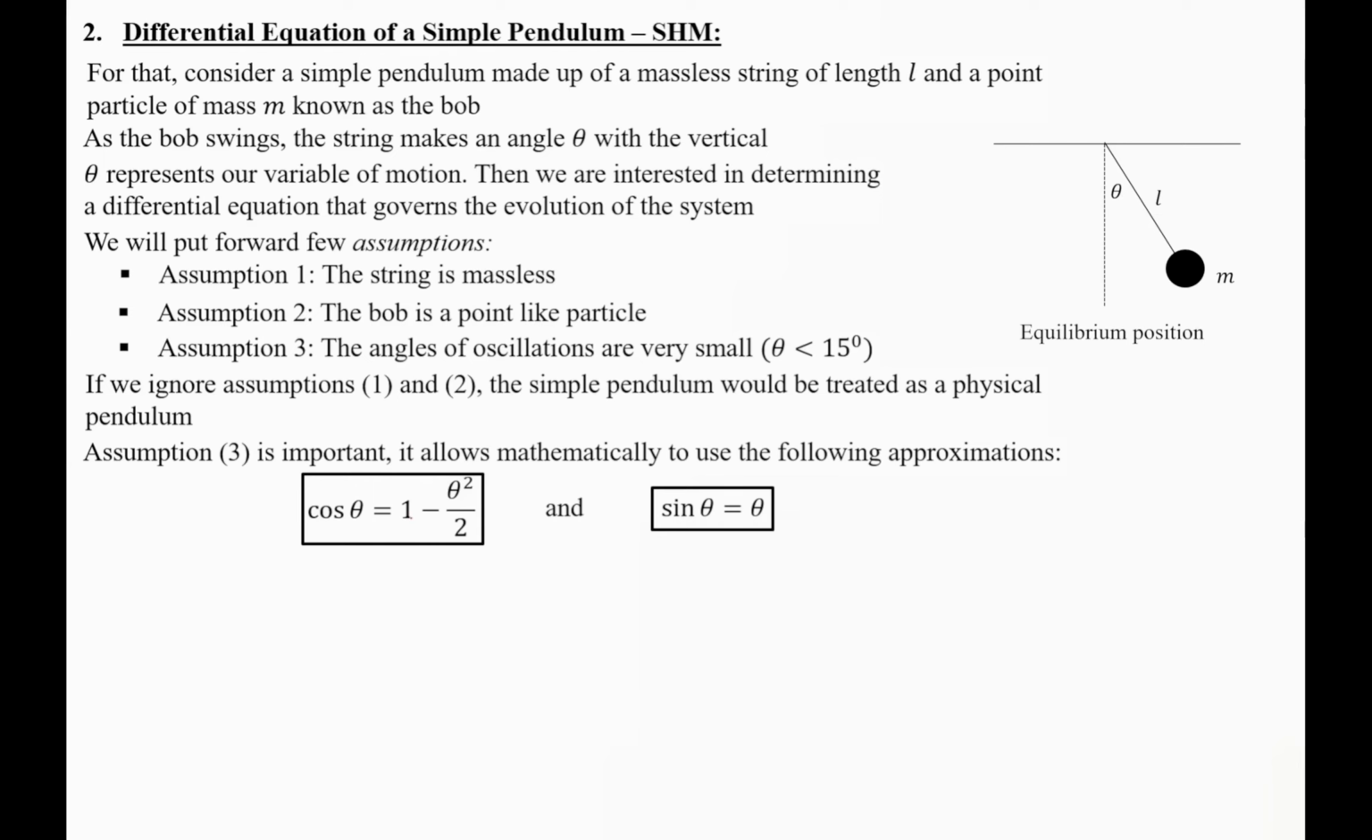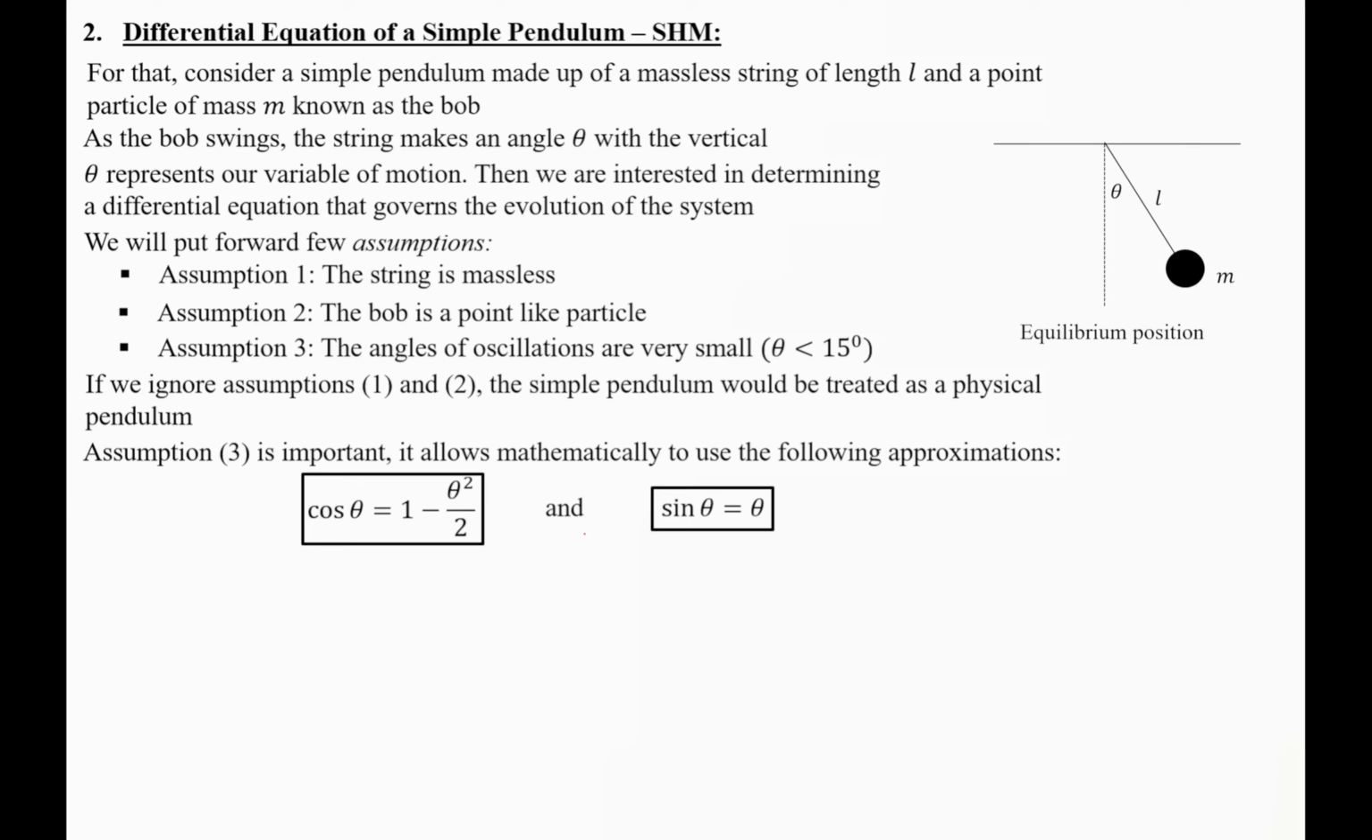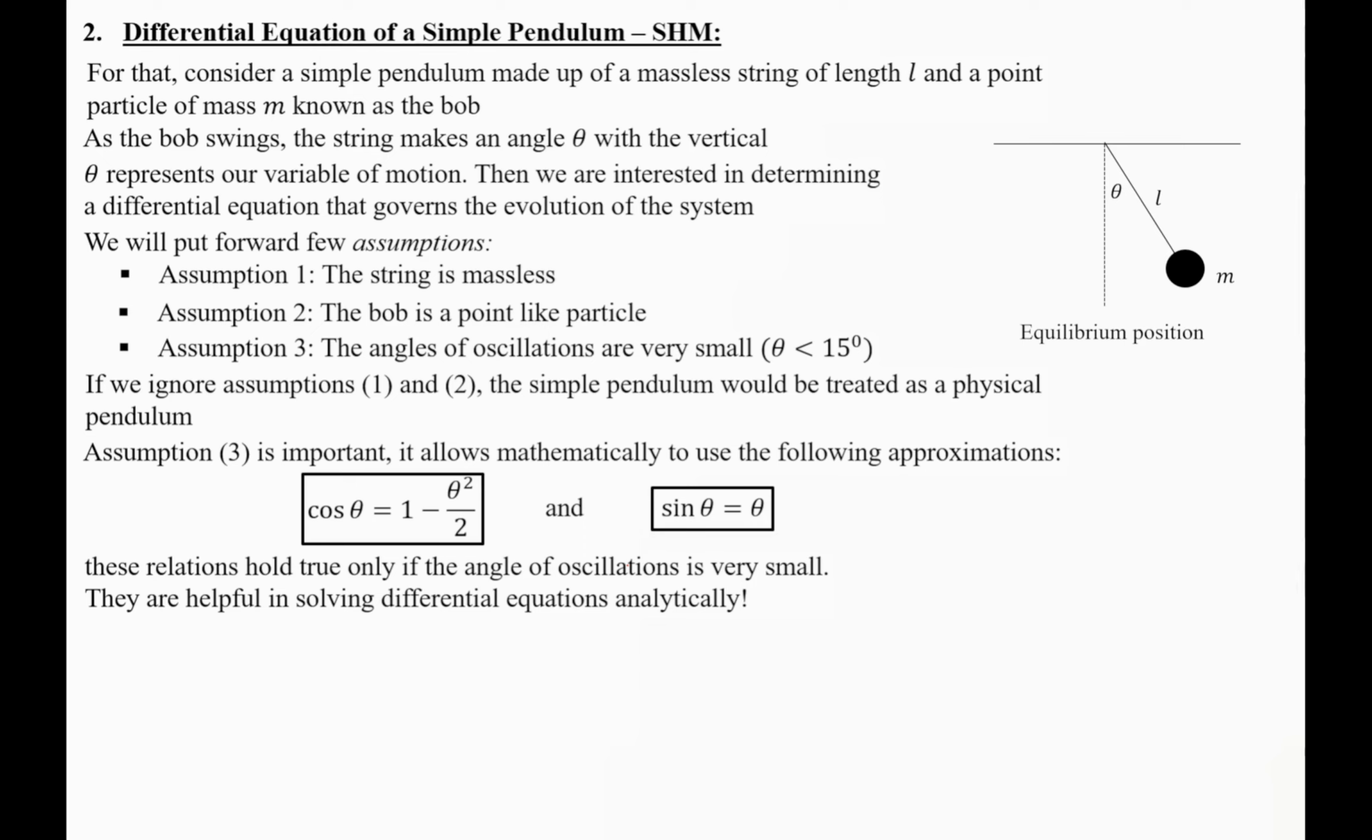Why are these important? Because now we're going to apply Newton's second law and we need to project forces. Whenever we're projecting forces, we might expect either cosine theta or sine theta. In the differential equation itself, if we have cosine or a double derivative with sine, it's so difficult to solve analytically. For this reason, we'll assume small oscillations in order to apply these approximations. These relations hold true if the angle of oscillations is very small. They are very helpful in solving differential equations analytically.